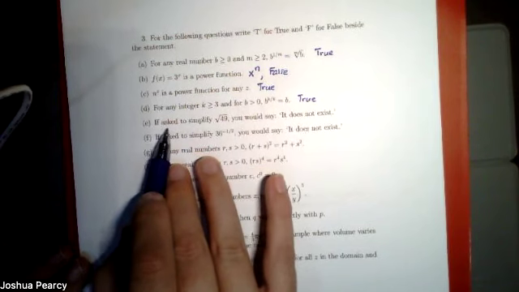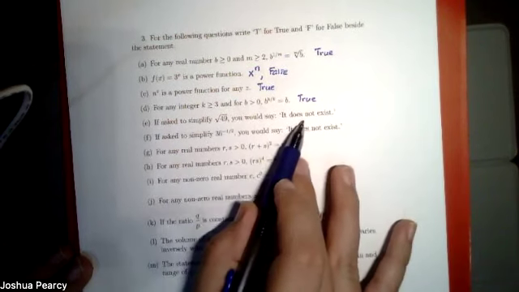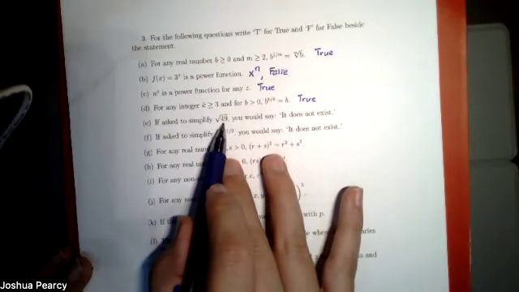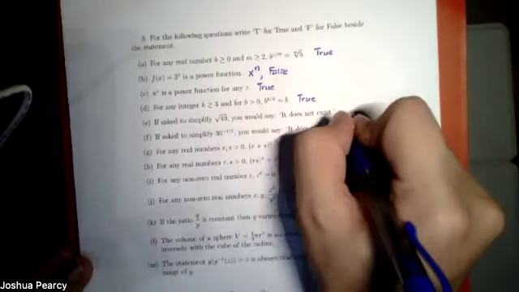This one says, if asked to simplify the square root of 49, you would say it does not exist. So this is actually false because the square root of 49 can be simplified. It's actually 7. So this is false.